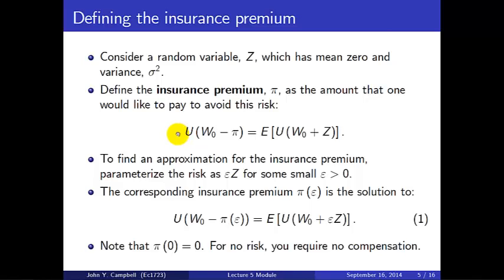This equation defines it. We're going to compare the utility that you get of certain wealth, W0, minus the insurance premium. We're going to compare that utility with the expected utility that you get if you don't pay the insurance premium and you do accept the risk. Then you have W0 plus Z. Z is random. You have to take the expectation. This is how well off you are living with the risk.